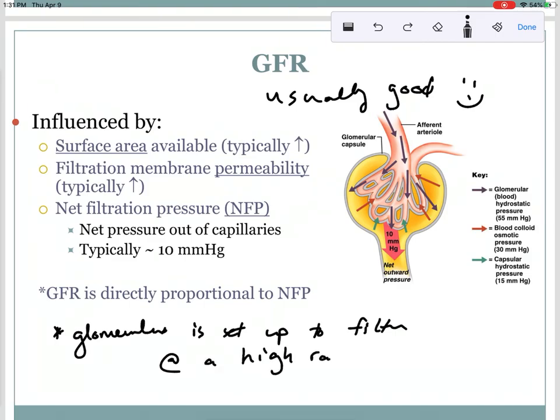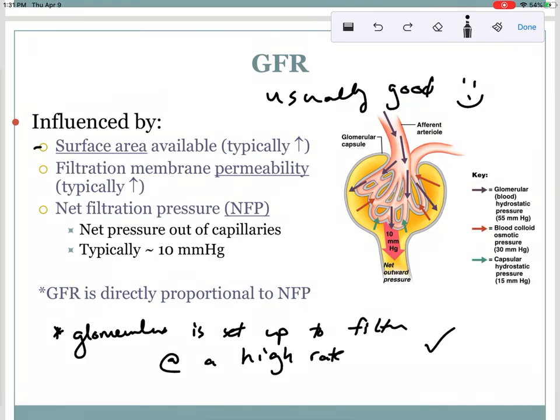And that's a good thing. We like that. How is the glomerulus set up to filter at a high rate? Well, we have a high surface area. Think about the glomerulus. It's a ball of capillaries, high surface area. The more surface area we have in the glomerulus, the more we can filter.